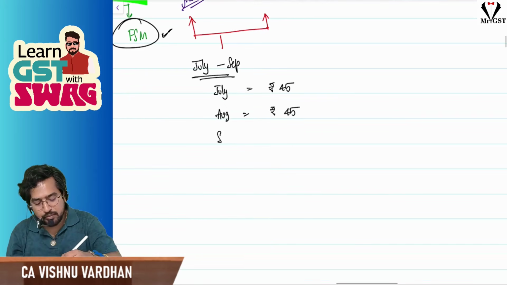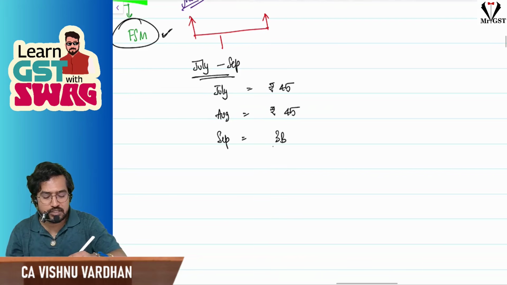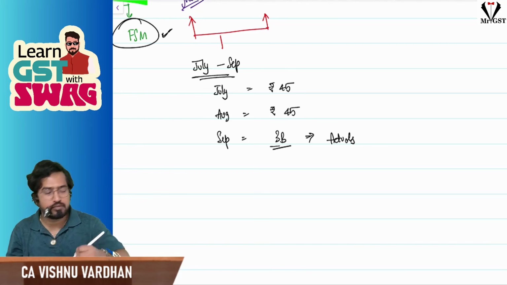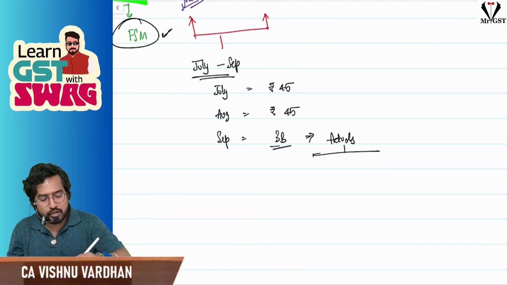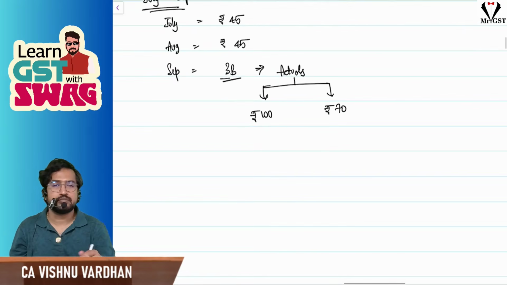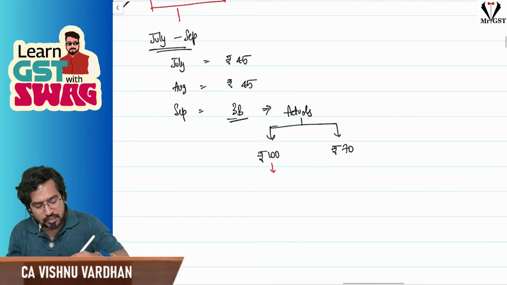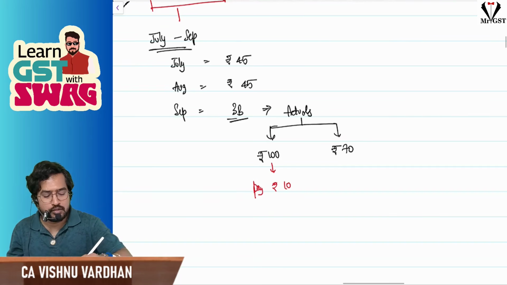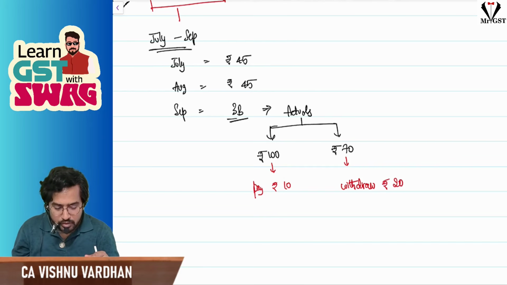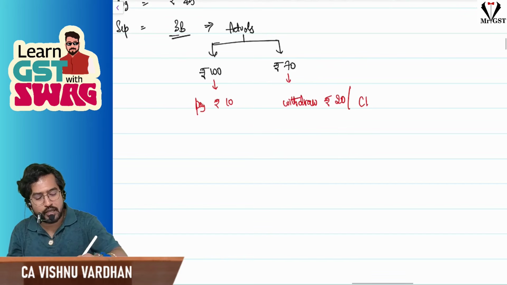Now once September is over, you file your GSTR 3B. Now you will get your actual. Correct? Actuals can be what? Imagine rupees 100 or rupees 70. How much have you already paid? How much should you pay extra here? What if it is 70? Withdraw rupees 20. Why withdraw rupees 20? Or you can say, carry forward also.